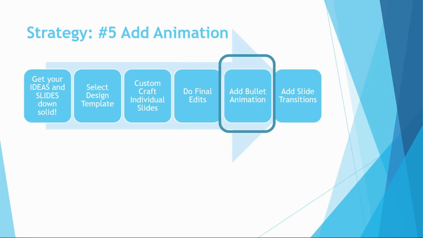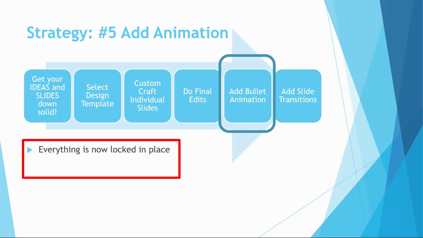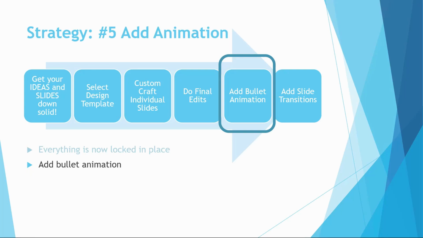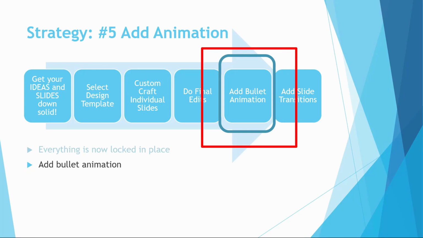Step 5, adding animation. Once your edits are locked in, add the bullet animations like you're seeing here. See how the bullet points have been appearing as I cover the points? And when done, it grays out. This is bullet animation. So is the changing highlight rectangular box that is rotating.